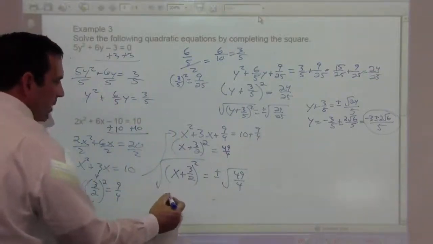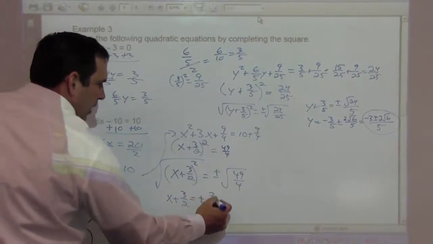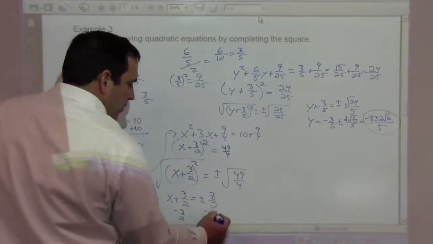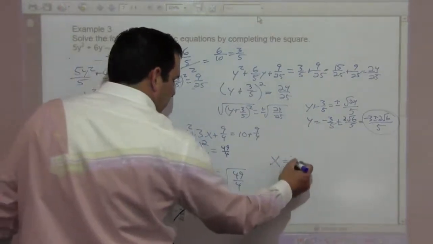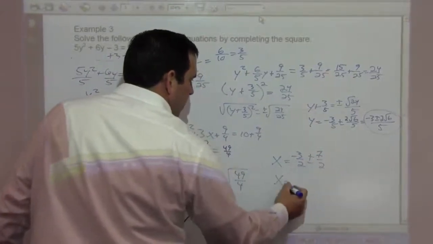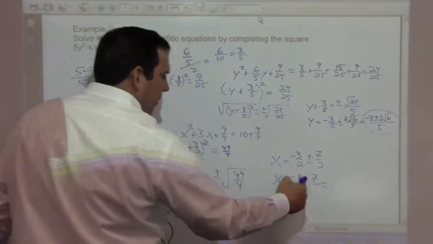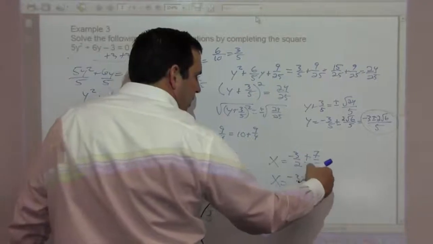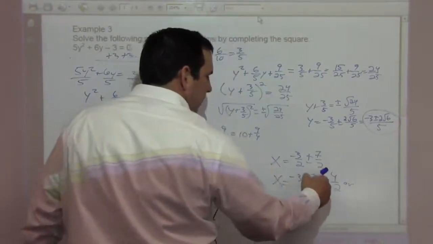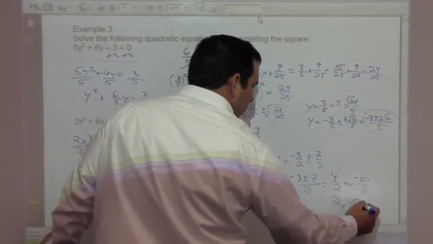So I take the square root of both sides. X plus 3 halves is plus or minus 7 halves. We'll subtract the 3 halves. So x equals negative 3 halves plus or minus 7 halves. X is negative 3 plus or minus 7 over 2. And we can actually go further. Negative 3 plus 7 is 4, so we have 4 over 2, or negative 3 minus 7 is negative 10, negative 10 over 2. So it's 2 or negative 5.